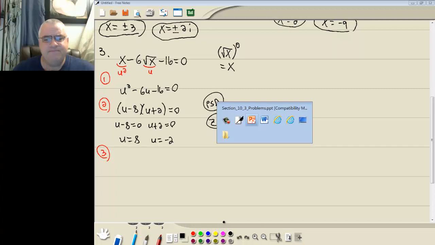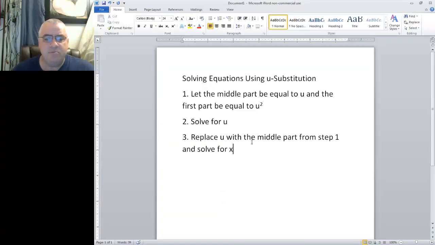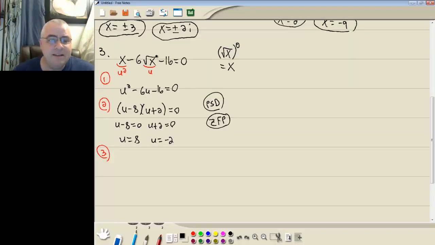Step 3. Replace u with the middle part from step 1. The middle part from step 1 was the square root of x, so we're going to plug that in for the u. Again, it's always whatever's right here, ignoring the coefficient, whatever's right here is what you plug in for u. And then we solve for x.